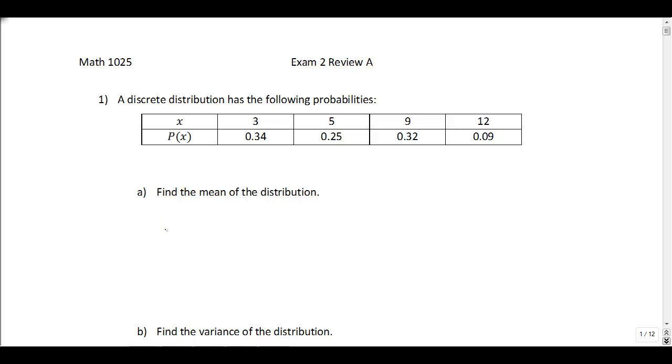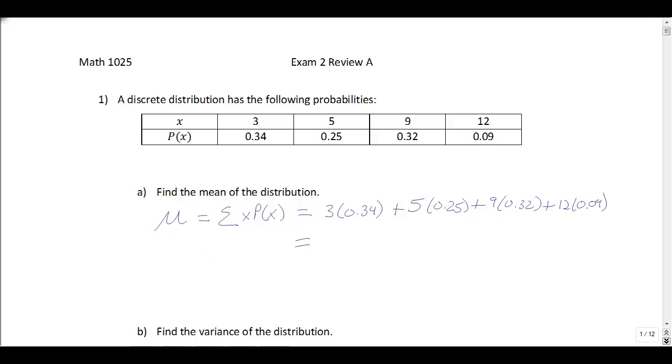And our mean, it's going to be mu. It's going to be a sum of x times the probability of x. You add up this for every possible x. So in our case, it's going to be 3 multiplied by 0.34, so with x equals 3, the probability of getting a 3, plus 5 times 0.25, plus 9 times 0.32, plus 12 times 0.09.